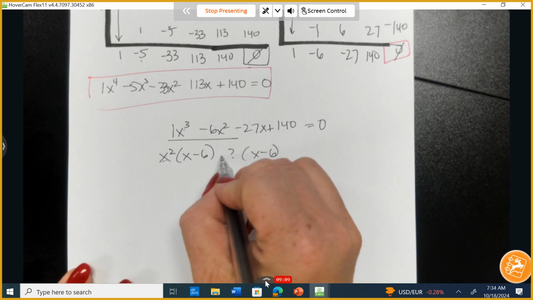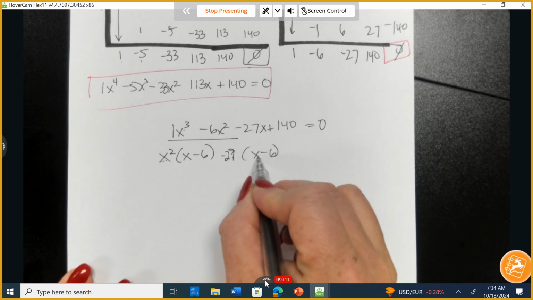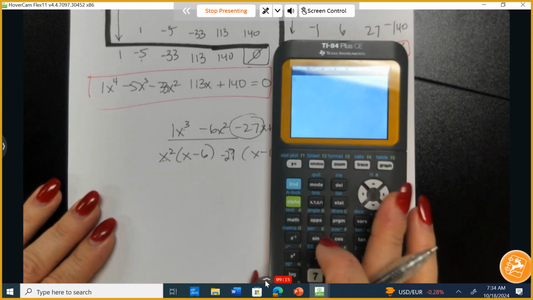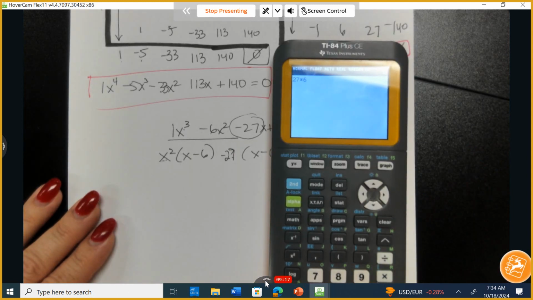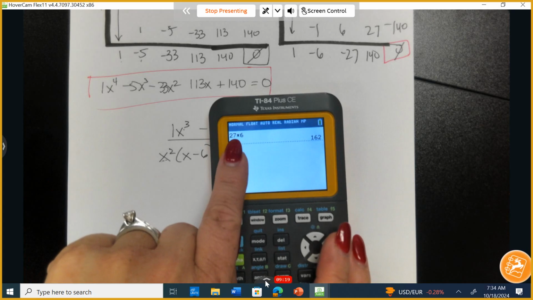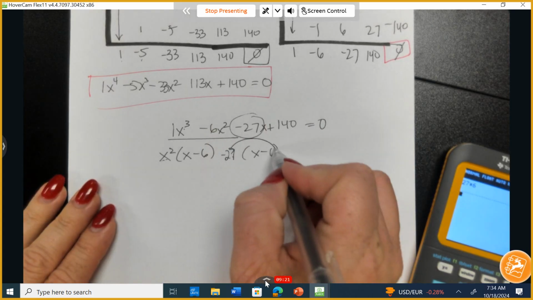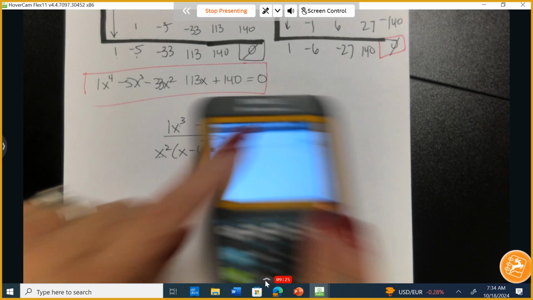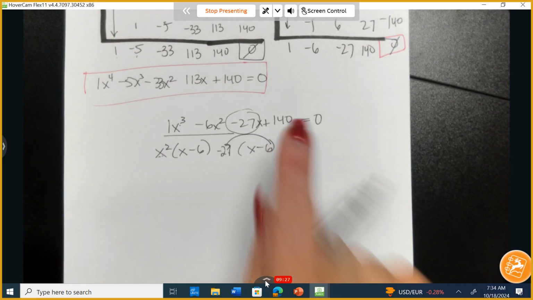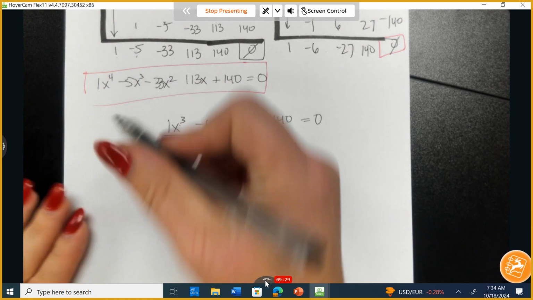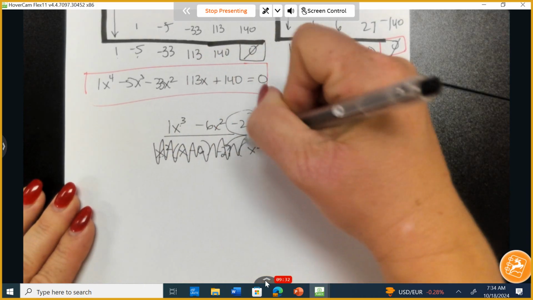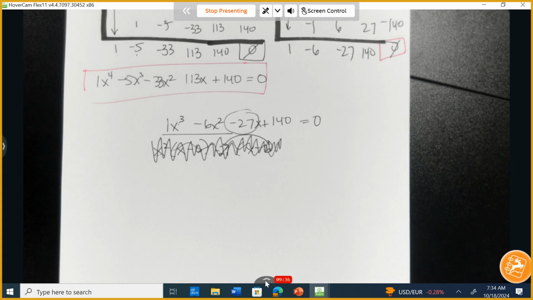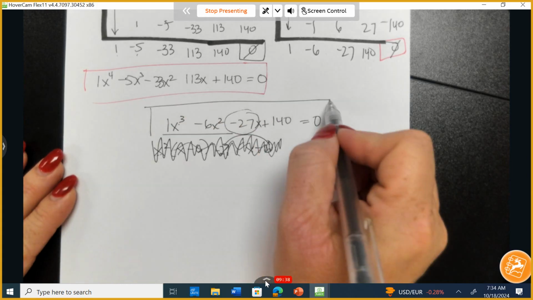If I plug in a negative 27 here, I get negative 27 times x is negative 27. But what is 27 times 6? 27 times 6 is 162. Notice this. If I distribute a negative 27 times a negative 6, I get a positive 162, and I want a positive 140. What it tells me is that the trick of factoring by grouping as a method to solve does not work for this polynomial.